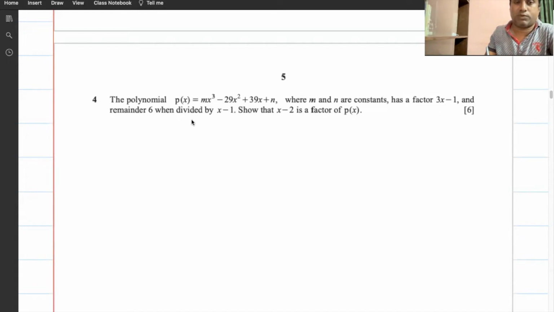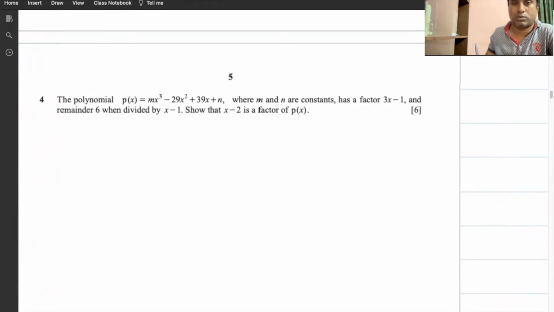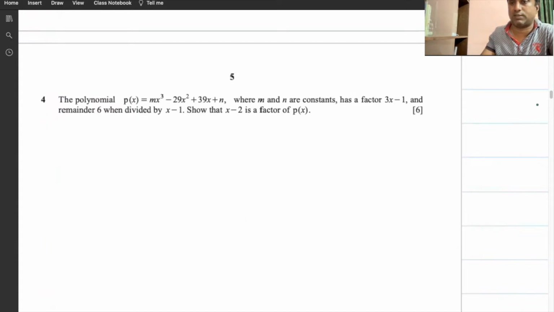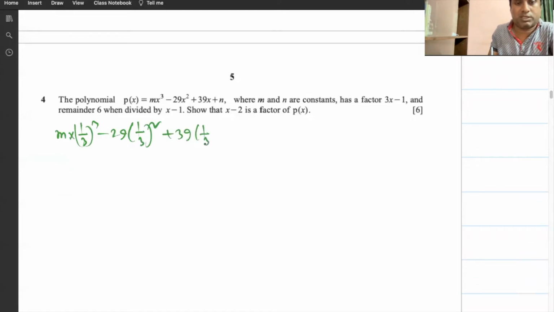And the remainder is 6 when divided by x minus 1, so that x minus 2 is a factor of p(x). Since it is given that 3x minus 1 is a factor, we can directly use here m times (1/3) cubed minus 29 times (1/3) squared plus 39 times (1/3) plus n equals 0. So m by 27 minus 29 by 9.